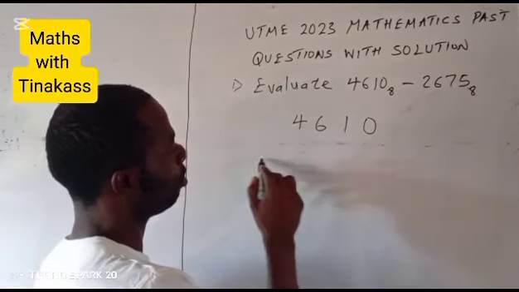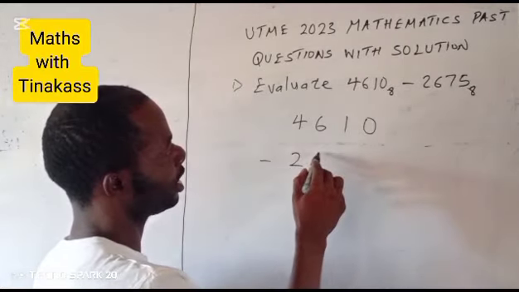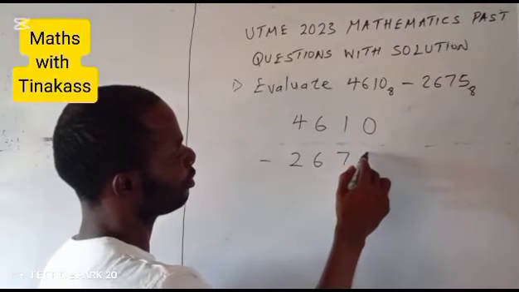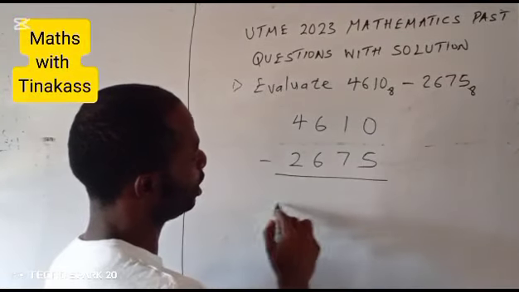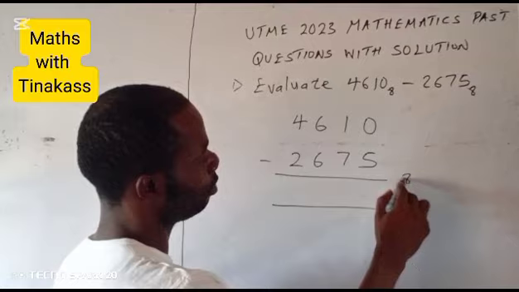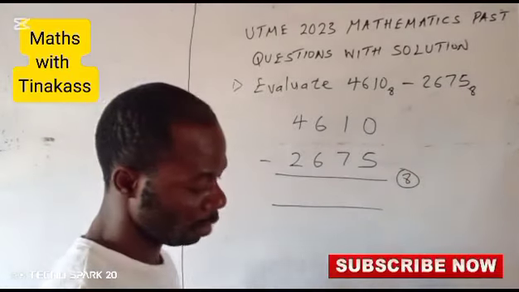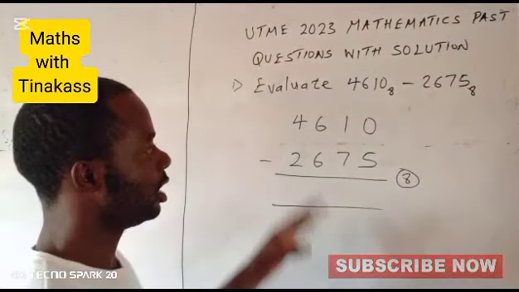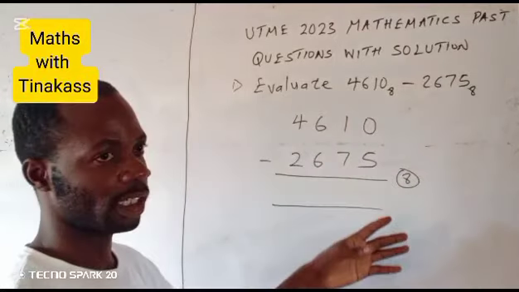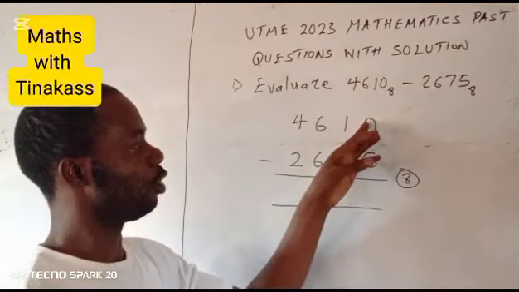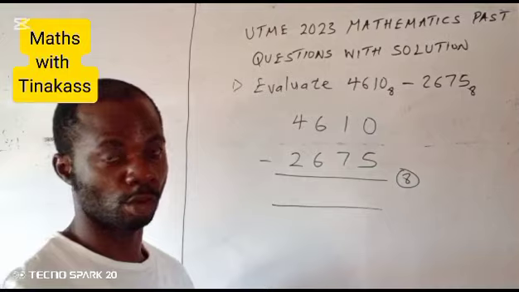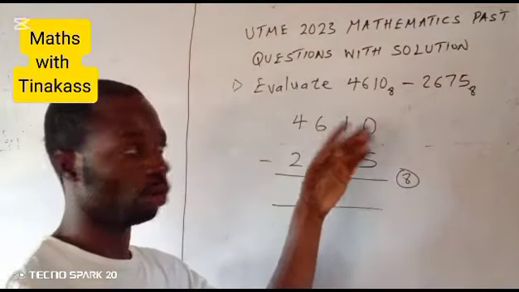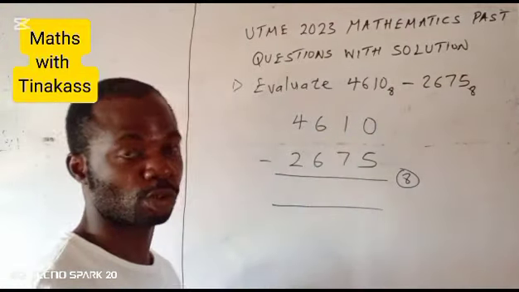4610 minus 2675. Don't forget the base. The base is what? Base 8. Base 8. And how do we work this one out? 0 minus 5, it's not possible. We are going to borrow as you used to do in primary school.